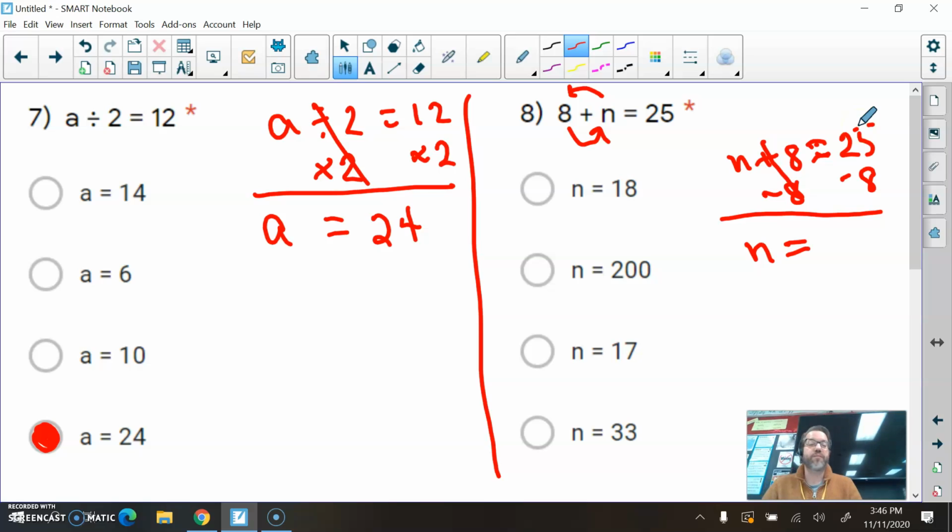Well, 25 minus 8. Again, 8 from 5 would put me in the negatives. I don't want that to happen. So let's make this 2 a 1. 5 becomes 15. 15 minus 8 is 7. And then we have the 1 there. So n equals 17. Test it. Does 8 plus 17 equal 25? You could count up from 17, 18, 19, 20. That's 3. 25, that's 5 more. 5 and 3 is 8. So yeah, that works out. N is equal to 17.